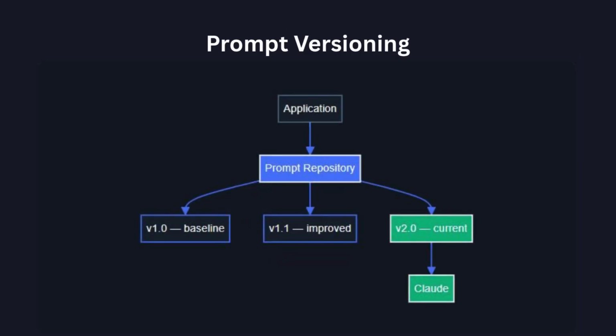Prompt versioning is another important concept. Prompts are stored with version numbers, allowing teams to improve them over time without changing application code. Different versions can be tested, compared, and rolled out gradually. If a new version performs poorly, it can be quickly replaced with a previous one.